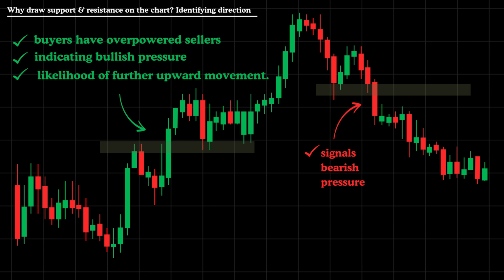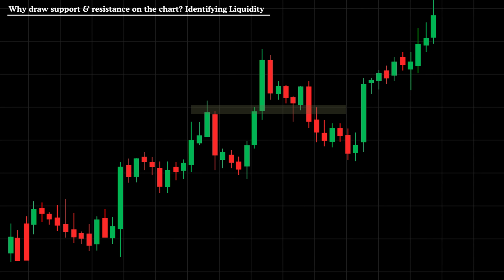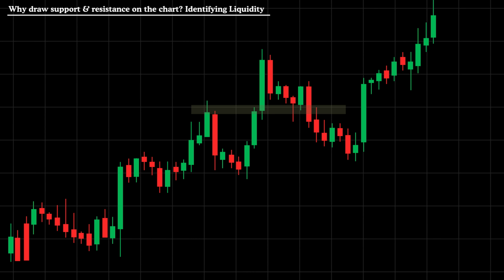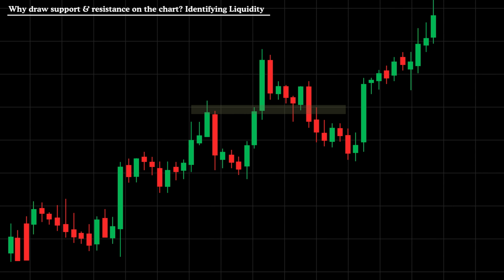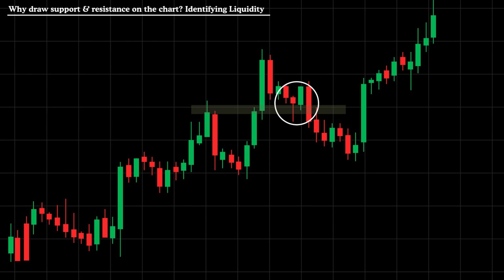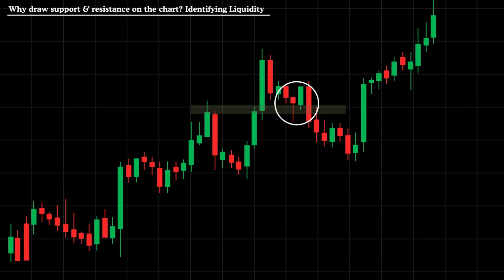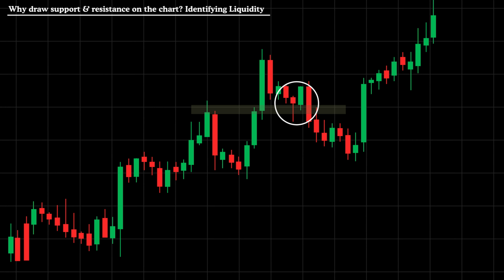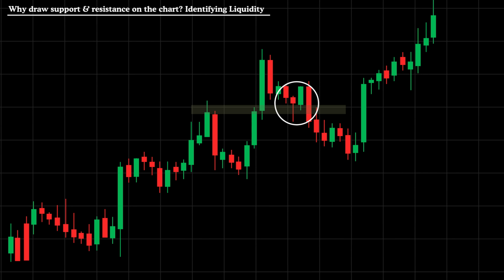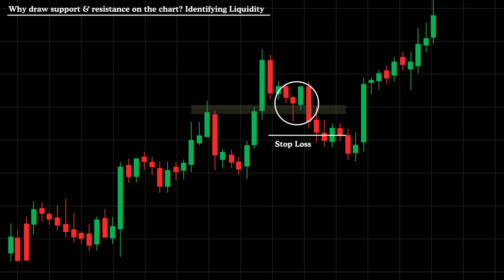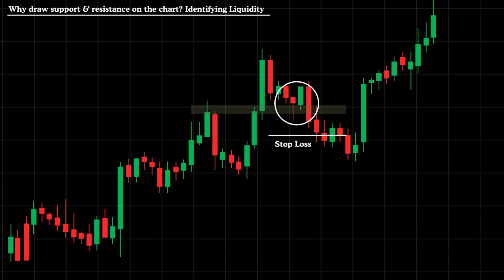Reason number 3. These zones help us identify liquidity areas. It's a well-known fact that when price approaches support and resistance zones, price action traders look for entry signals. For example, break and retest traders may decide to go long if they see signs of rejection at that zone, placing their stop losses below the level, anticipating a further rise.